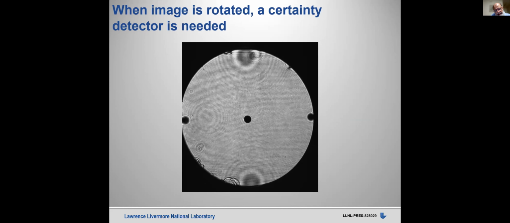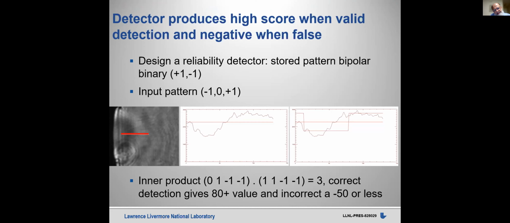So we design a certainty detector, which basically compares a cross section of the detection position with the template. The template is like a pulse shape, which is the ideal ring, and we compare it with the cross section. This comparison is done by an inner product. I have a work called trinary inner product associative memory. Basically the inner product gives a very high positive value when there is a match, and when there is a false detection, it creates a very large negative value.